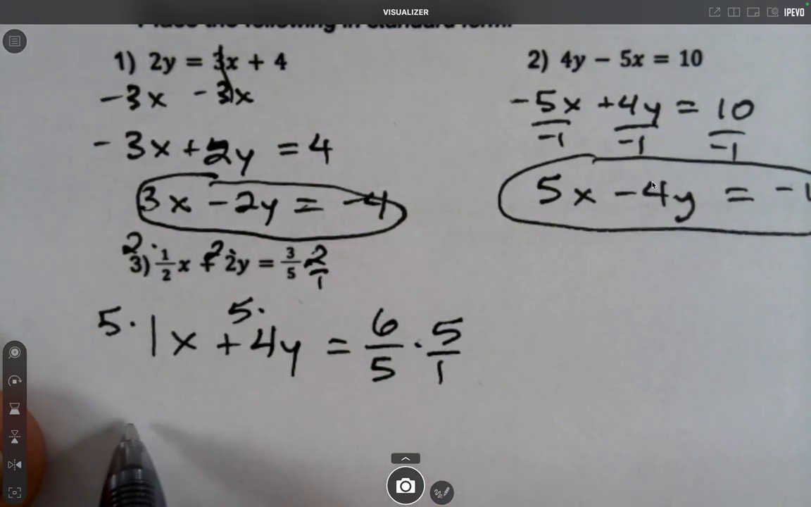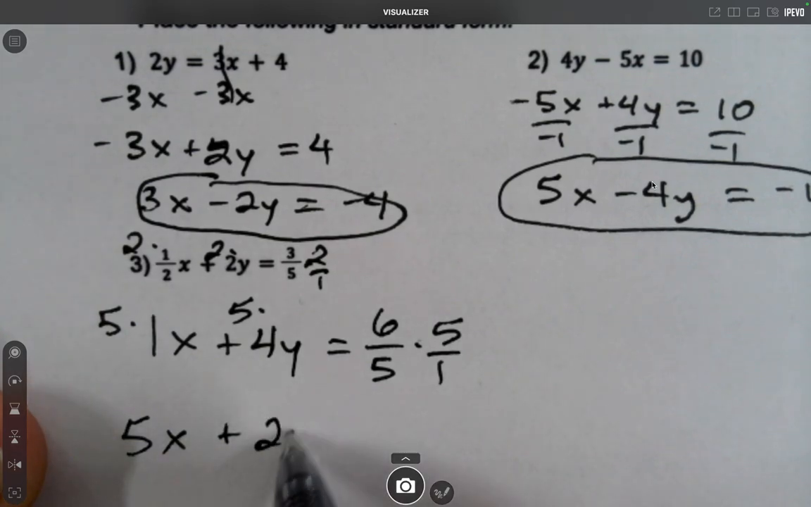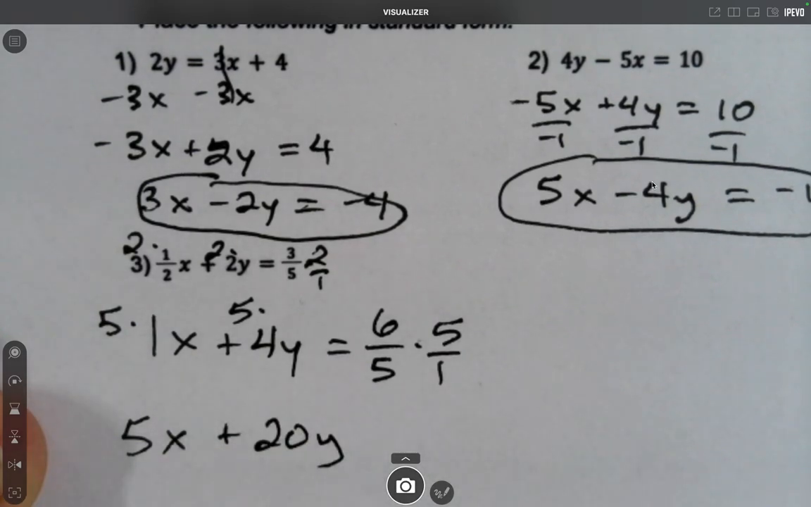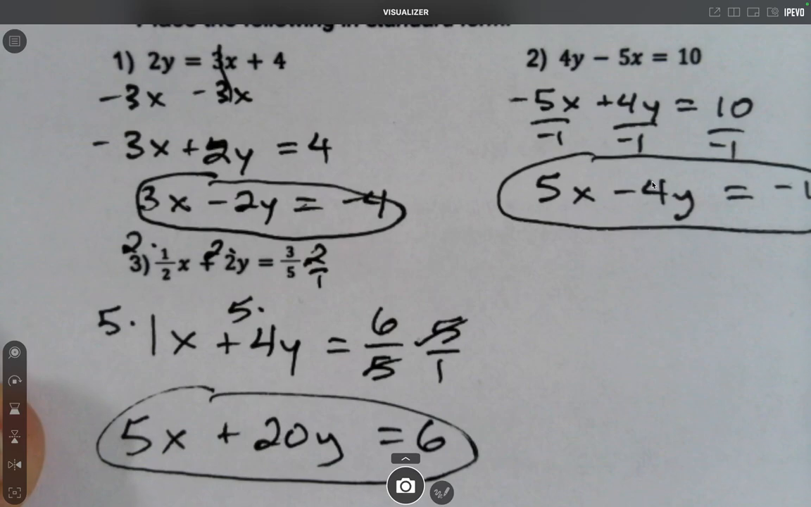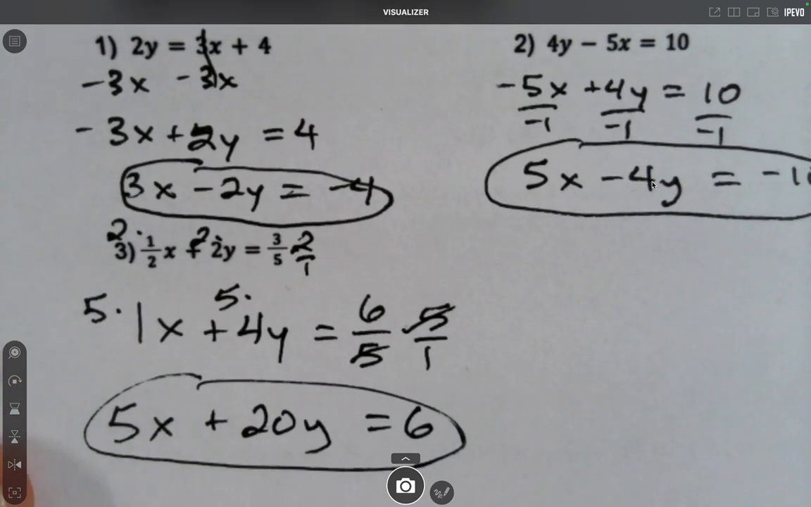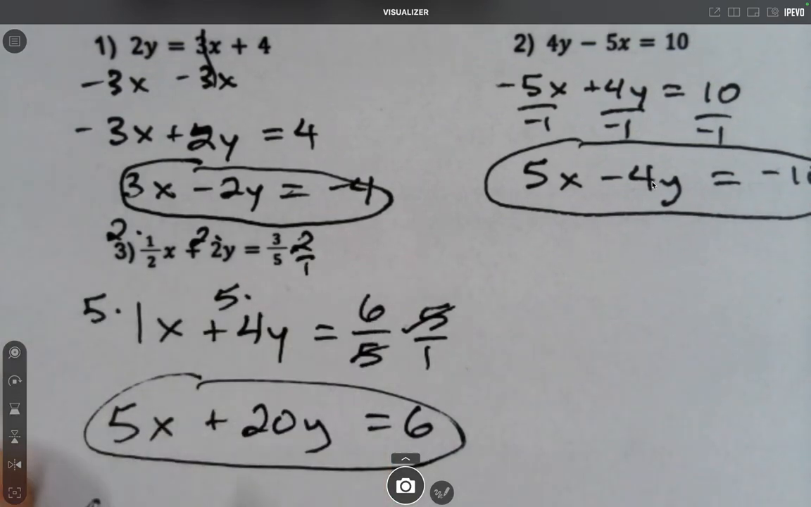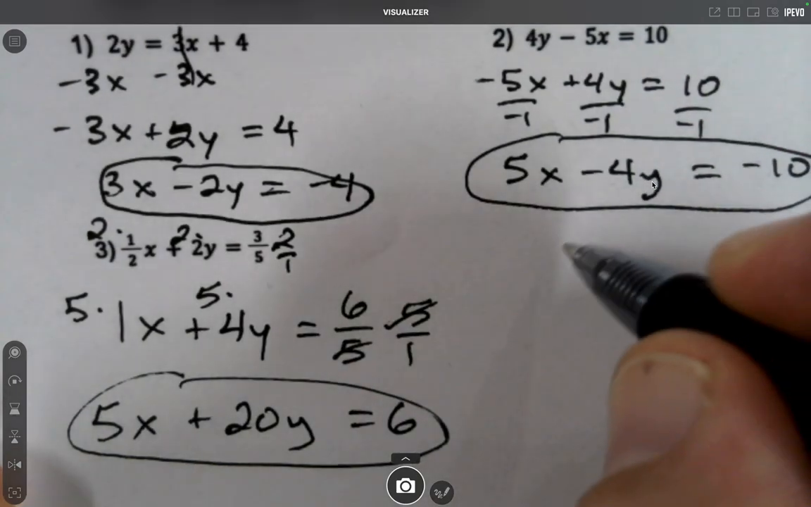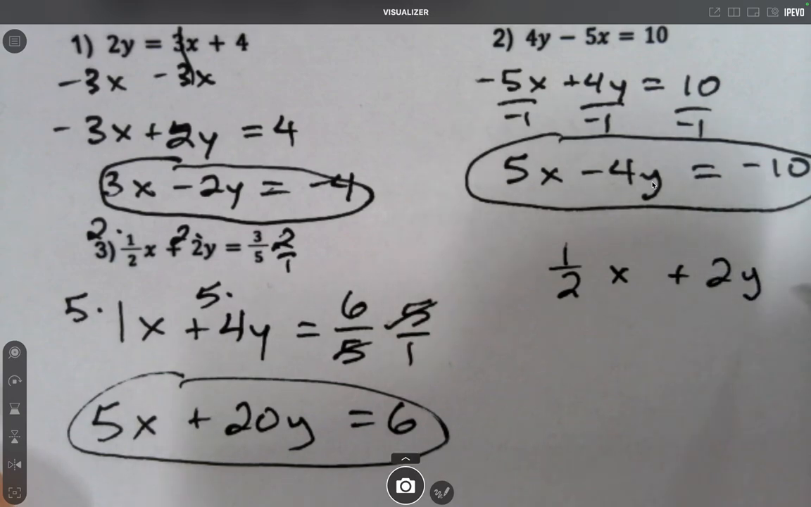So 5 times 1x is 5x. 5 times 4y is 20y. And then you can cancel these two 5's out, leaving you just the 6. So if that makes good sense to you, that can be a great way to get rid of two different denominators. Multiply by one of the denominators all the way across, then multiply by the other denominator all the way across. But I'm going to rewrite the question and show you a way you can do it in one step if you want to.